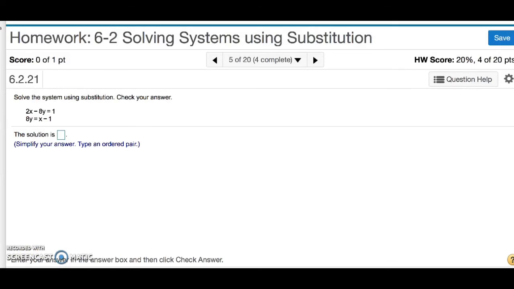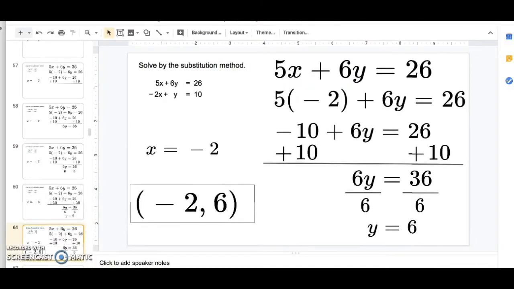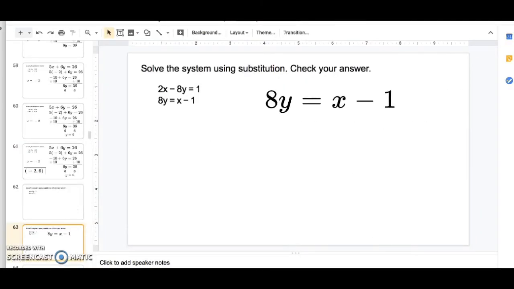Okay, number 5. Again, neither one of these is solved for a letter, so we need to solve for one of them. So let's take a look. You can either solve for y in the second equation or x. If I solve for y, it's going to give me a fraction I'm going to have to substitute in, and I want to deal with them as little as possible, so I'm going to solve for x. Again, you're still more than welcome to solve for y if you want, but I'm going to solve for x.